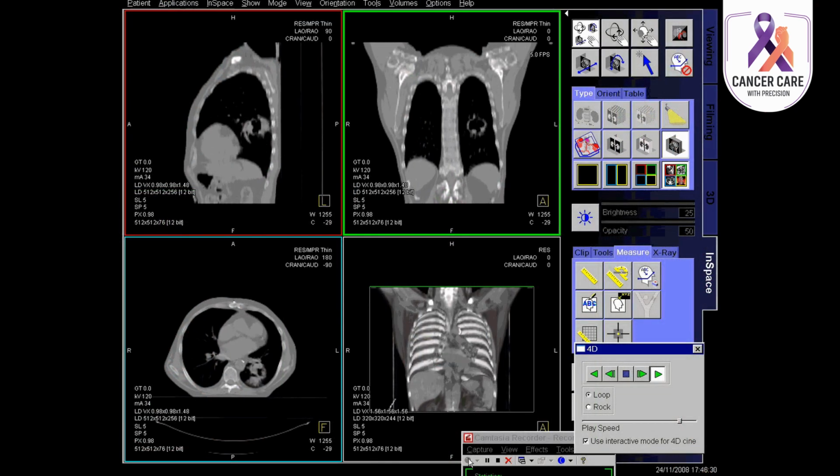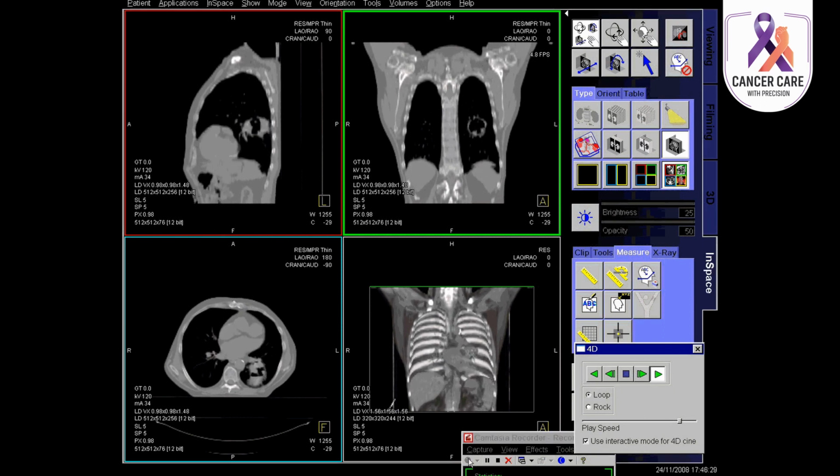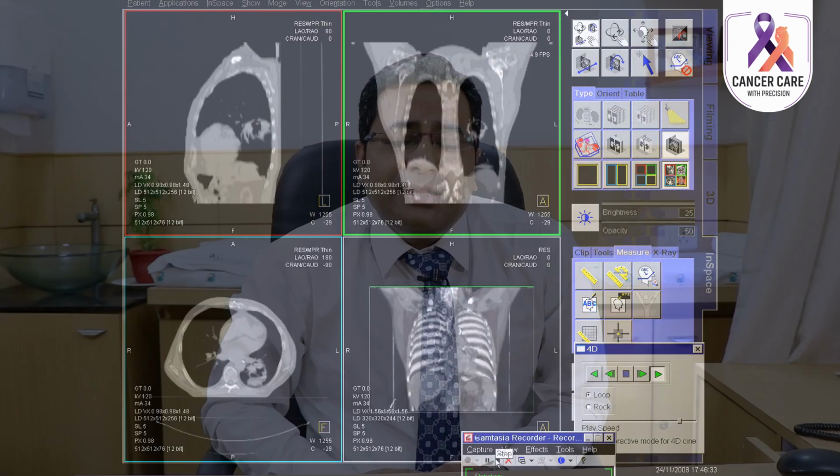4D CT scan is another advancement in lung cancer management, which allows us to assess the tumor motion or movement during breathing, and it helps us to accurately target the lung tumor, and by which we can precisely target the tumor and spare the surrounding normal organs.